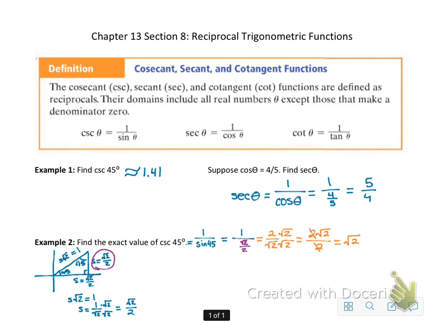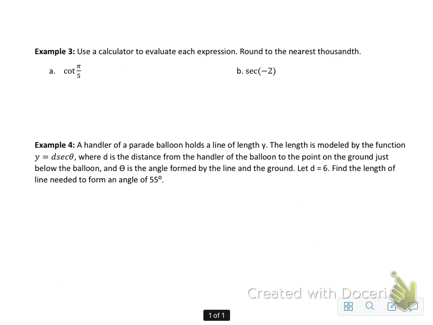So, let's keep going. A lot of the time, if I ask you to find an exact value, that's what I expect you to do. If I don't tell you to find the exact value, or if I tell you to use a calculator to evaluate the expression, like in example 3 here, and then round to the nearest thousandth, I definitely expect that of you. Now, remember, if it doesn't have a degree symbol, it's in radians. So we're actually finding both of these in radians, and you have a calculator that allows you to do that. I'm just going to tell you what you would get. When you come to class, I will show you how to put it into your calculator if you don't already know. So A ends up being about 1.376, and secant of -2 is about -2.403.